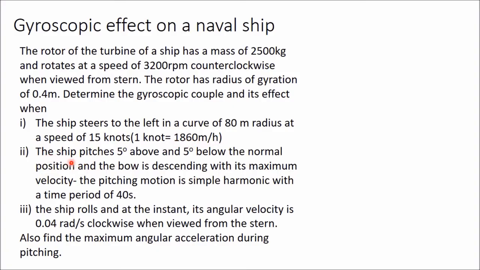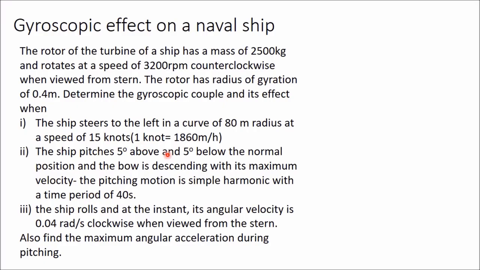The second condition is the ship pitches 5 degrees above and 5 degrees below the normal position, and the bow is descending with its maximum velocity. The pitching motion is simple harmonic with a time period of 40 seconds. The third condition is the ship rolls, and at the instant its angular velocity is 0.04 radian per second clockwise when viewed from the stern. Also find the maximum angular acceleration during pitching.